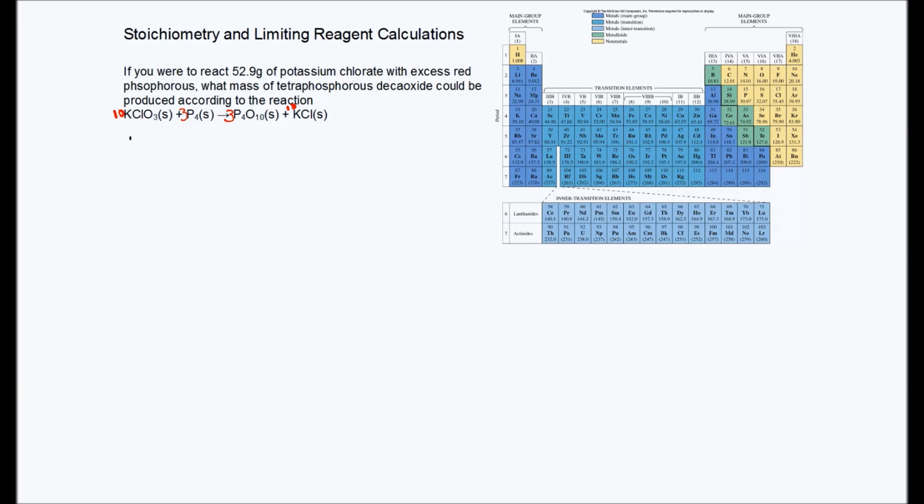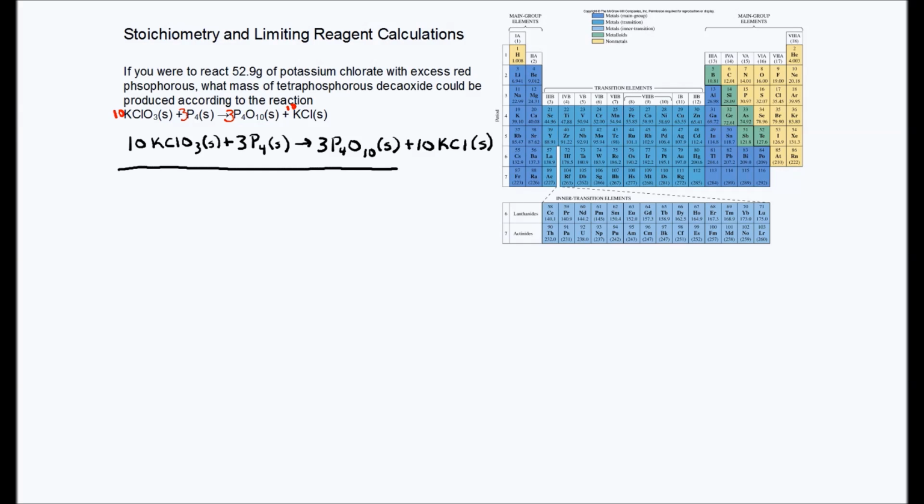All right. So if you wanted to write down the actual fully balanced reaction, you'd have to say 10 KClO3 plus 3 P4 solids forms 3 P4O10 solid plus 10 KCl solid. So that then is my balanced chemical reaction. And now I can start the problem.